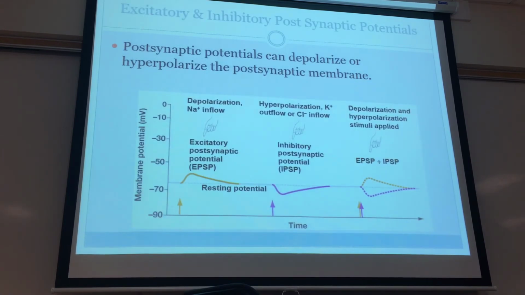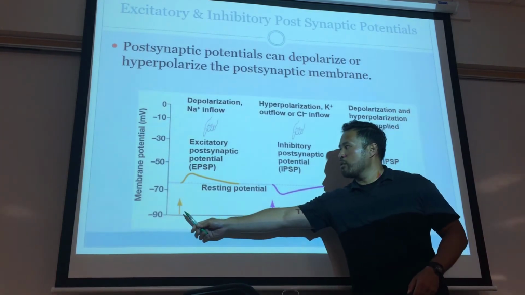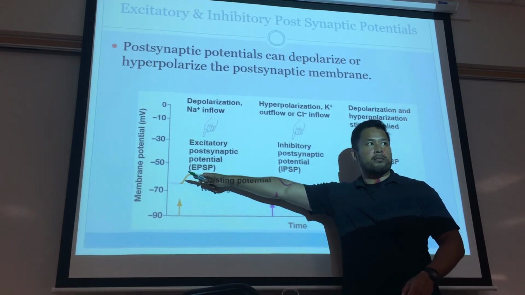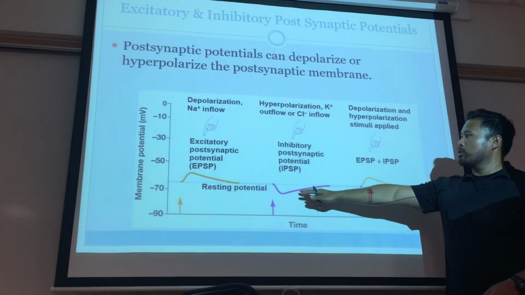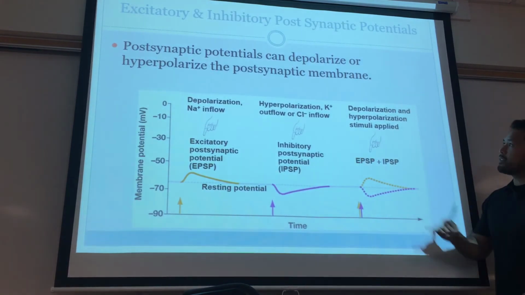So looking at these, postsynaptic potentials can either depolarize or hyperpolarize, which is not new news. This talks about a stimulus that is excitatory, which results in an increase in depolarization. Here we see an inhibitory postsynaptic potential, an IPSP. You add those two together, they cancel each other out.